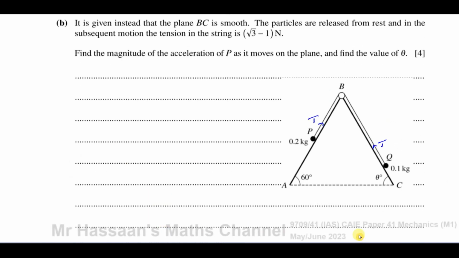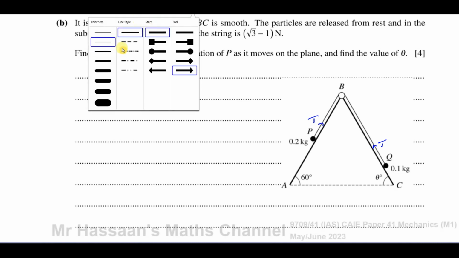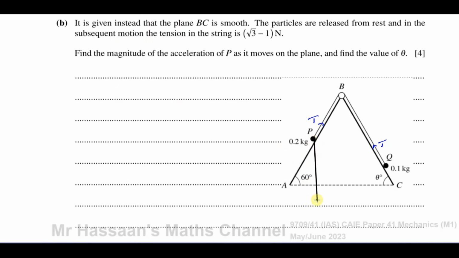So let's put some forces on here. So we have our weight and our weight.